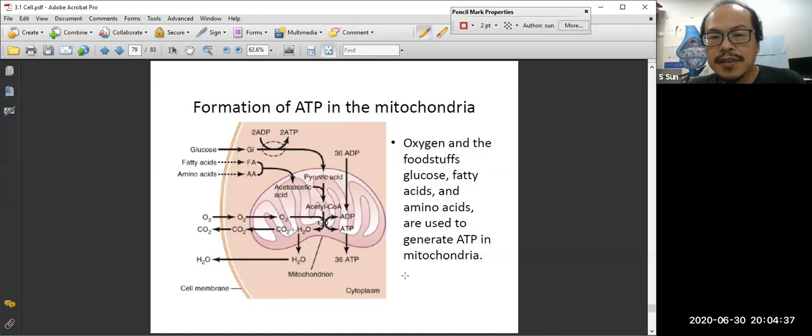So oxygen is needed. That's why we call it oxidative phosphorylation. And where is oxygen needed? It's in the electron transport chain. It's used to receive that electron.